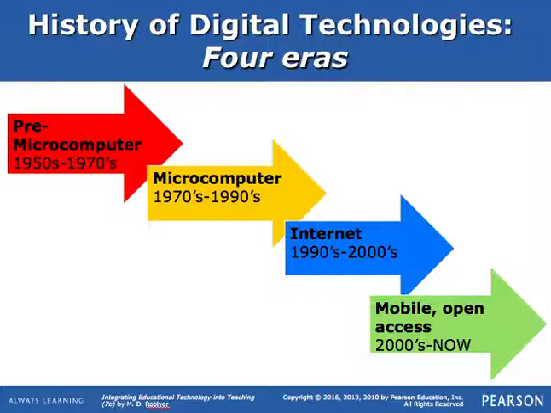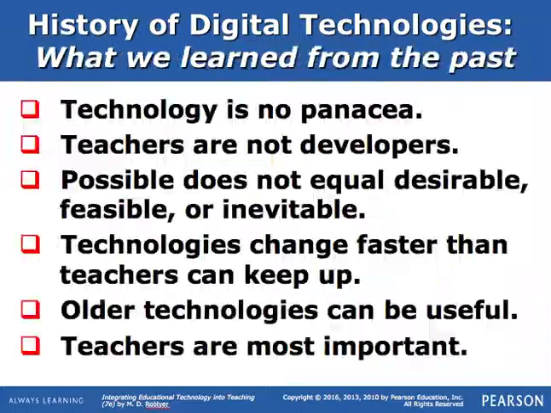A little history is, we had pre-microcomputers in the 50s and the 70s that no one used, particularly in education. The microcomputers started coming in. They were more personal computers that people would have in their homes, not necessarily the classroom. At the start in the 70s, by the 90s, we started integrating them into the classrooms. Then the internet took full force in the 90s and is still going hard today. And then we have the mobile open access stuff with our phones and tablets and all that stuff we have now.